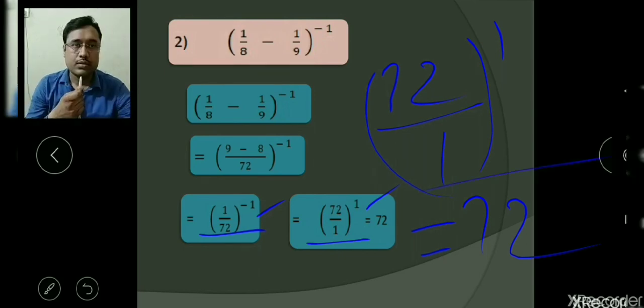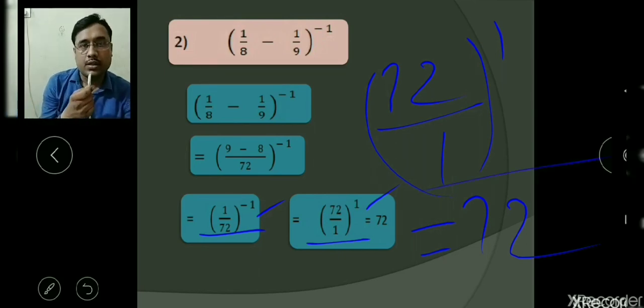Now your homework will be: from the R.S. Agarwal book, chapter 5, Exponents, solve exercise 5C, questions number 13 to 21, and revise this whole chapter on Exponents.